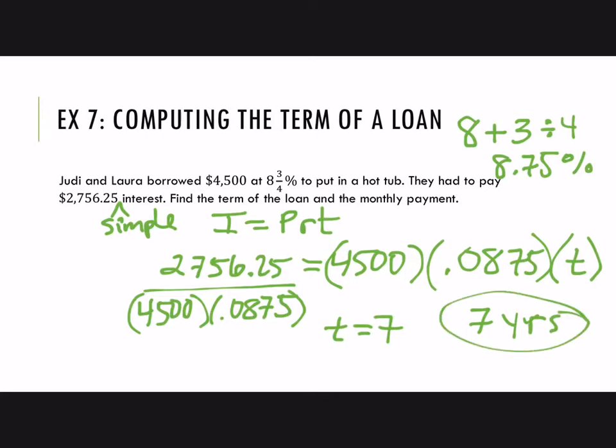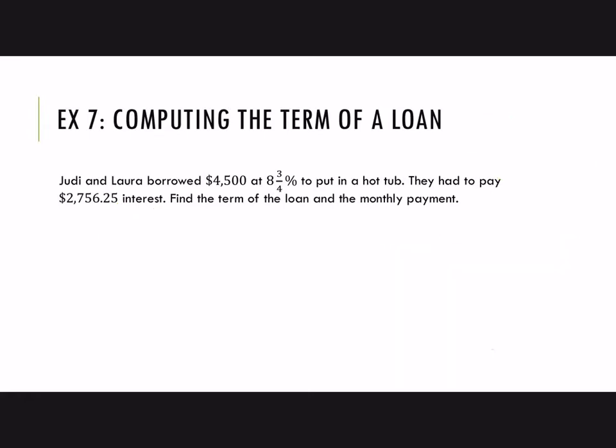So that's the first part of the problem. The second is to find the monthly payment. So first we need to figure out the amount that they owe, the future value. We're using that little formula that the monthly payment is the amount that they owe divided by t, where t is in months. So splitting up the total amount they owe, dividing that evenly among all of the months in the time period.